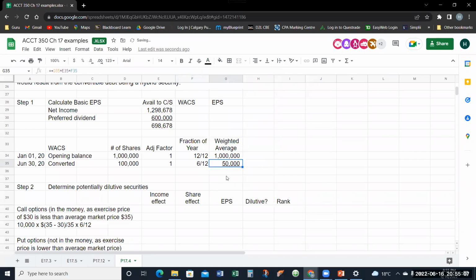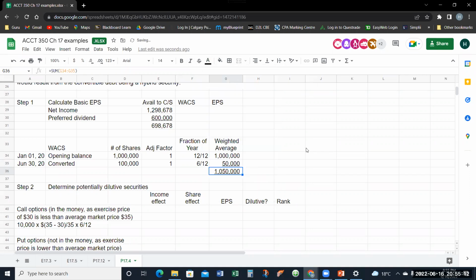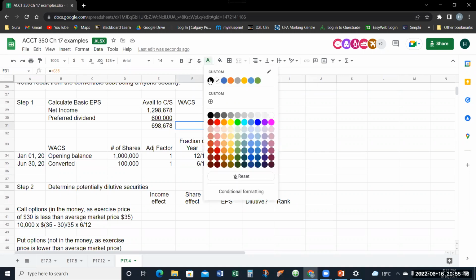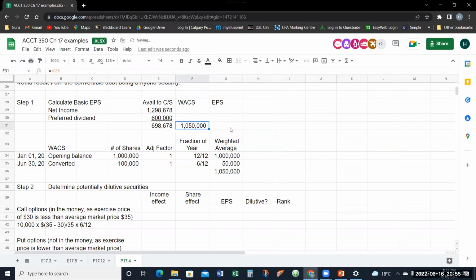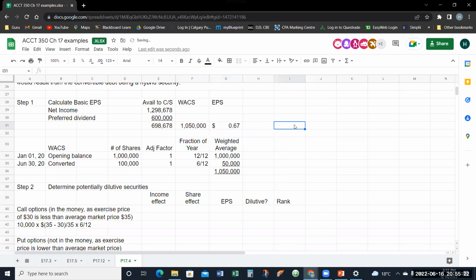So 1 million plus 50,000 gives me a weighted average of 1,050,000 shares. And that's what I divide the income available to common by to get basic earnings per share, 67 cents. All right, basic EPS, 67 cents.